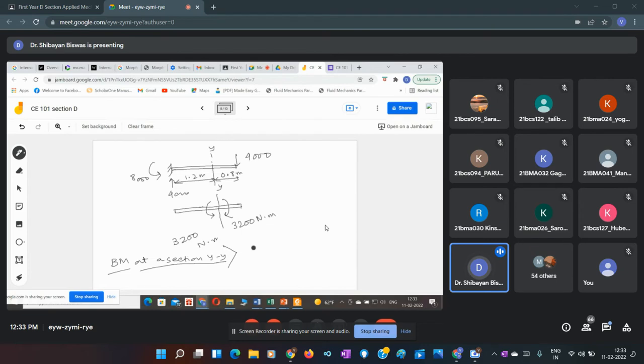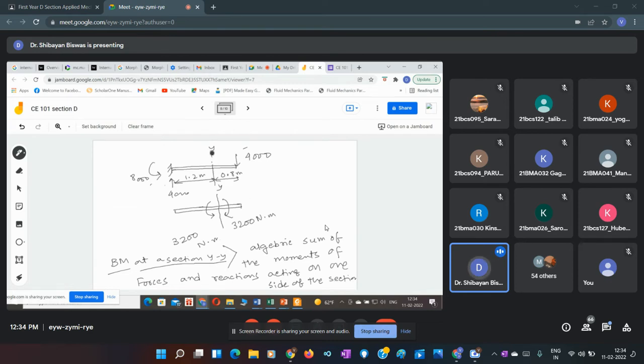So what is the definition here? It is the algebraic sum of the moments of forces and reactions acting on one side of the section.